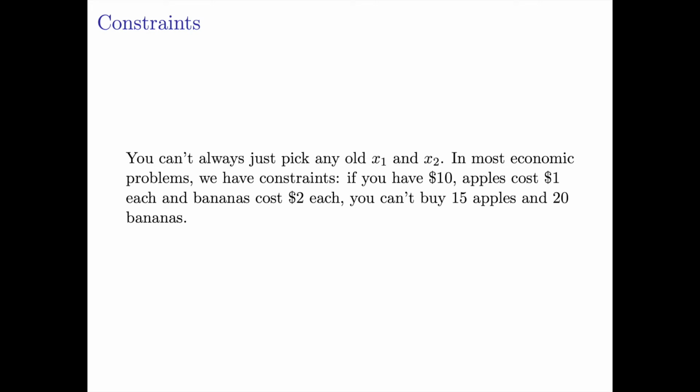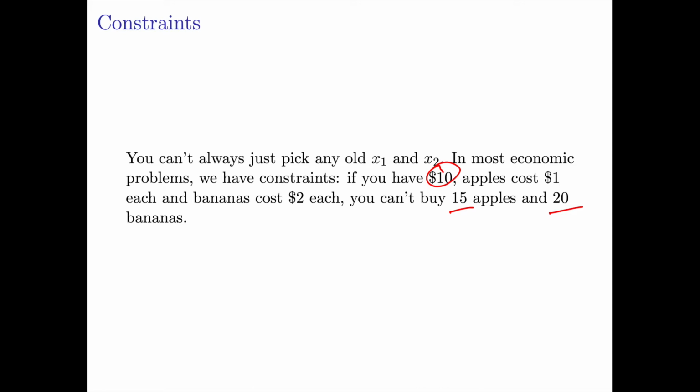But you can't always just pick whatever x1 and whatever x2 you want to pick. In a lot of economic problems, we're going to have constraints. For instance, you might have $10, but then apples cost $1 and bananas cost $2. Is it reasonable to say that you could buy 15 apples and 20 bananas? No, the 15 apples are going to cost you $15, the 20 bananas are going to cost you $40. So altogether you're spending $55, but you've only got 10. So you can't just pick whatever.